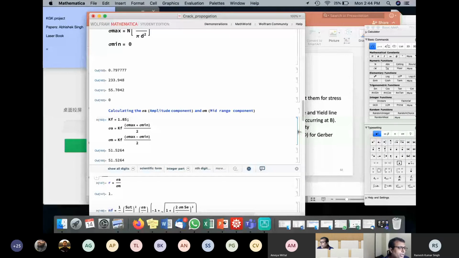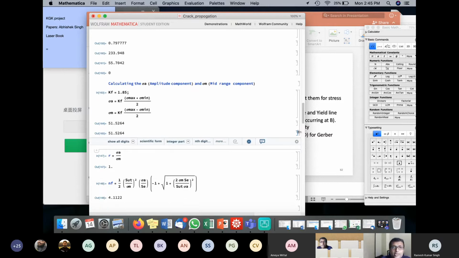I have to find out what will be the factor of safety. So for this loading condition, I have sigma A is equal to 51.5264. So I have all those numbers, right? So basically, now let me go ahead and show you how the Gerber line looks.